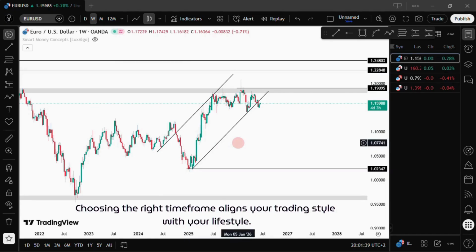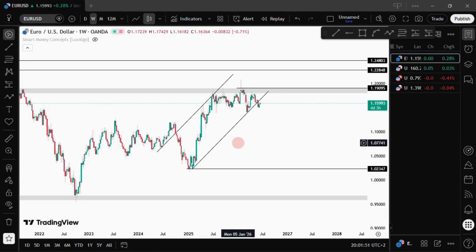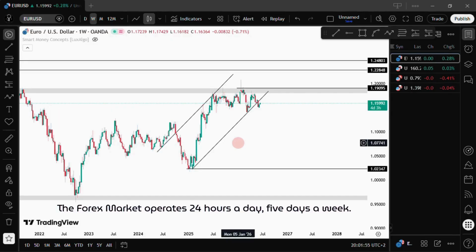Okay guys, 5 days. Because this is the forex market guys. This is Euro USD. I am trading the forex market. So the forex market is open 5 days a week. Okay guys, it is closed only on Saturday and Sunday.